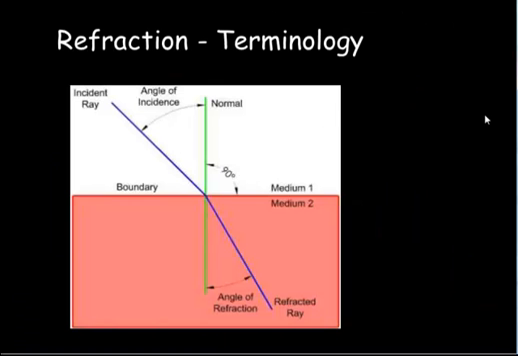So here's some terminology which we're going to use. First of all, we have the incident ray. That's the ray which is approaching the boundary, and then we have the refracted ray. That's the term for the ray of light after it's undergone refraction. The angle between the incident ray and the normal is known as the angle of incidence, and the angle between the refracted ray and the normal is known as the angle of refraction. So these are the key terms we're going to be using. And we're talking about medium 1 and medium 2, so there's a change of mediums.